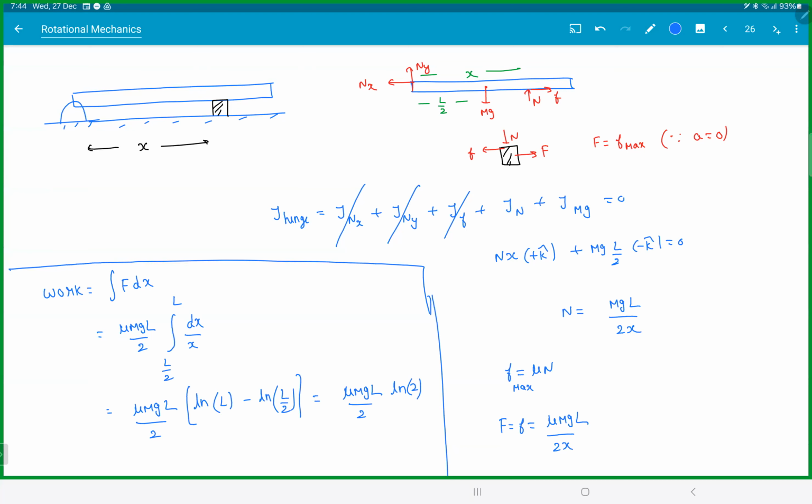Clear, everyone? I hope everyone is getting the hang of FBDs, torque and everything. So now you'll get used to finding torques and stuff. So later on, things will start moving. Then it is just one more additional step. Let's see, one more.